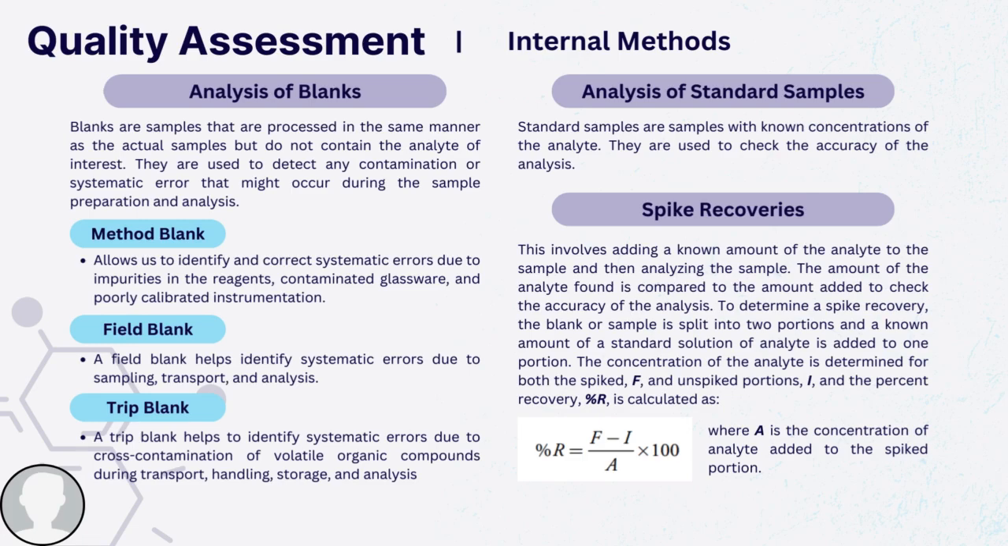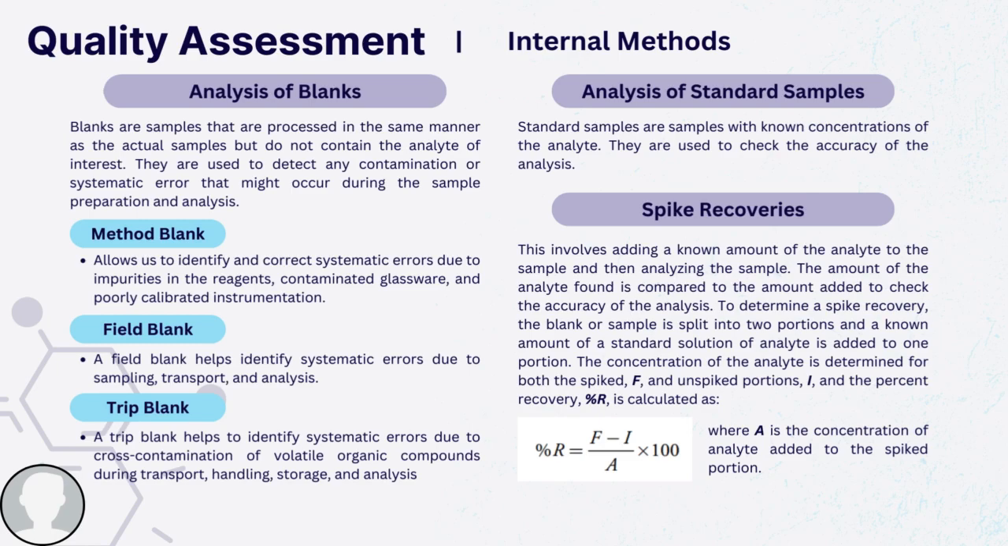A trip blank is an analyte-free sample carried from the laboratory to the sampling site and back to the laboratory without being opened. A trip blank helps us to identify systematic errors due to cross-contamination of volatile organic compounds during transport, handling, storage, and analysis. As for the analysis, standard samples are samples with known concentrations of analyte. They are used to check the accuracy of the analysis.